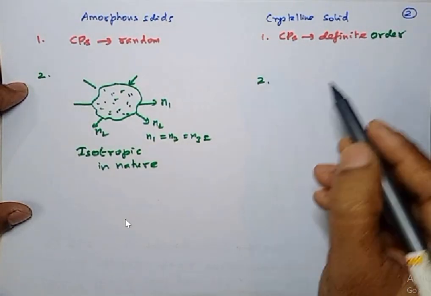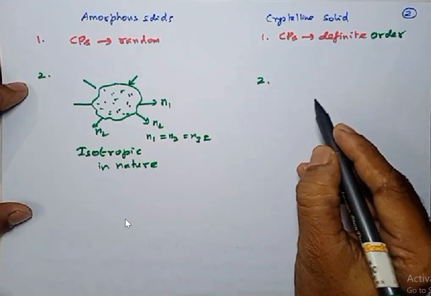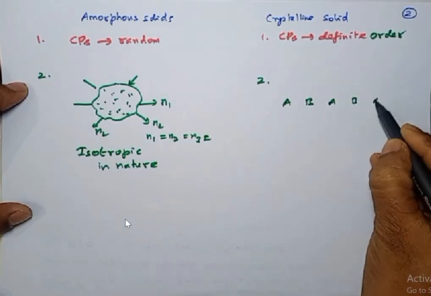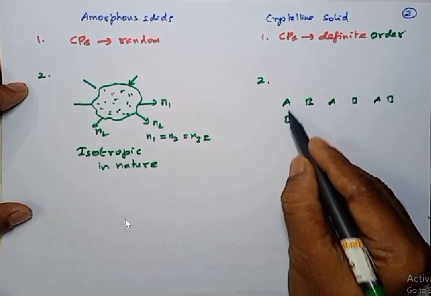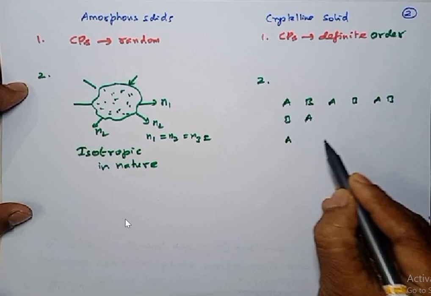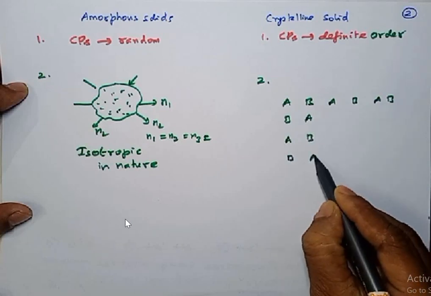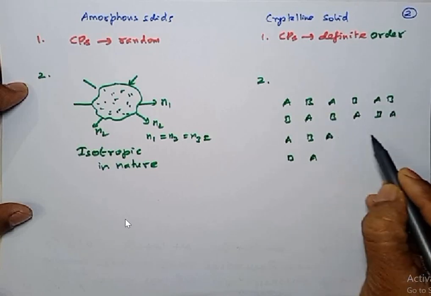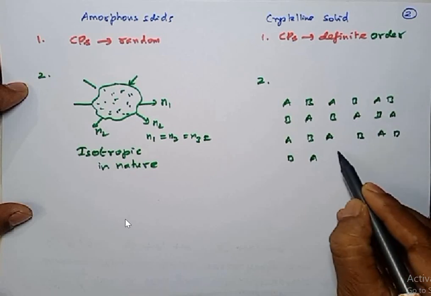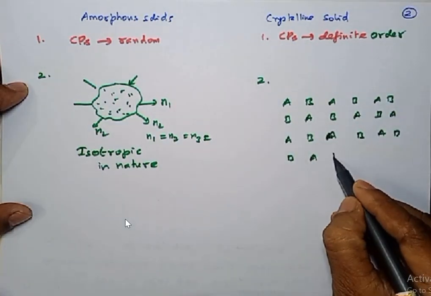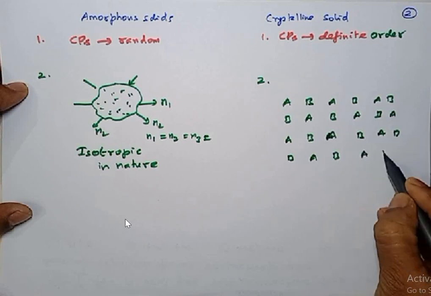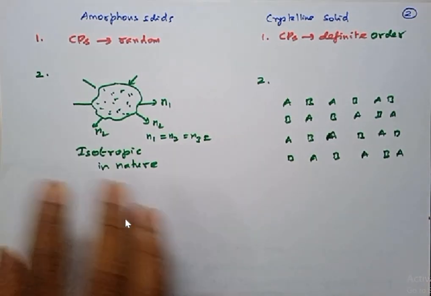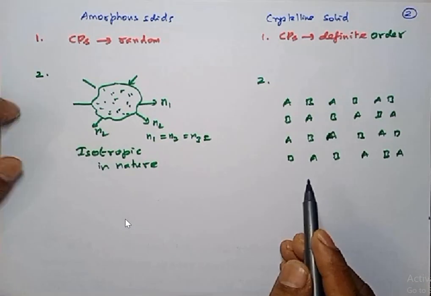In a crystal, suppose I take a crystal formed by two different atoms, say A and B: A, B, A, B, A, B, like that. Near to A will be B. A crystal is formed in this order, AB, AB. This is an assumption. I'm just showing you a two-dimensional layer. Actually, real crystals are three-dimensional. I am showing you only the two-dimensional layer. Now observe this carefully.